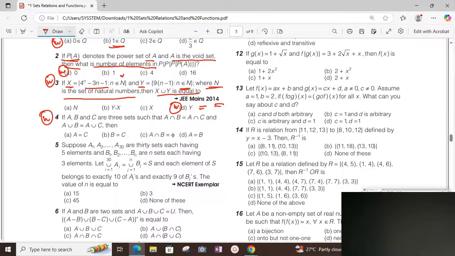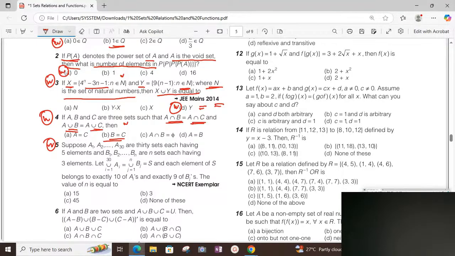Let's see question number 4. If A, B, C are three sets such that A intersection B equals A intersection C, and A union B equals A union C, then the correct option of this question will be B equal to C. There is no problem to pick out the correct option of this question. Let's see question number 5.